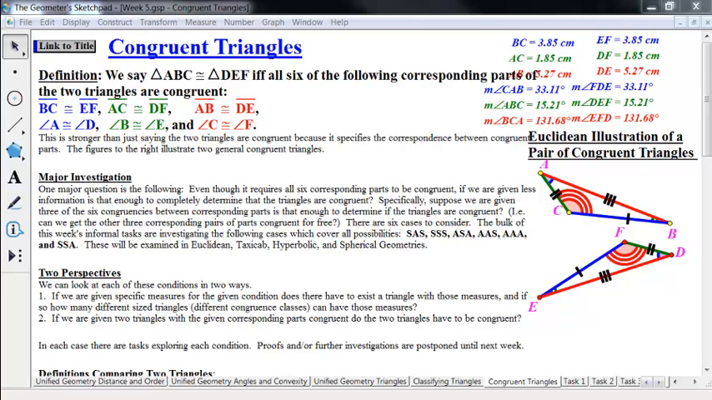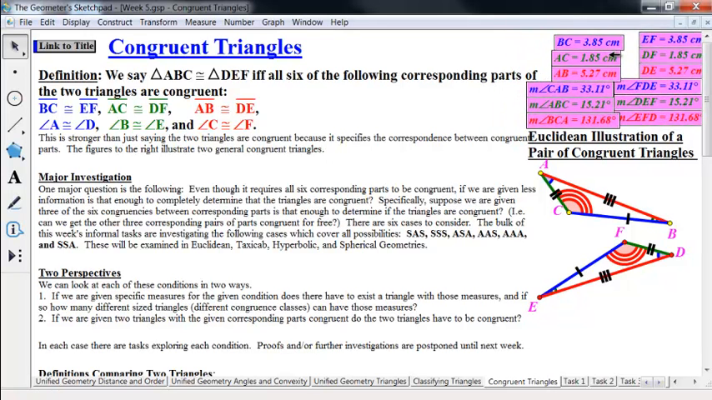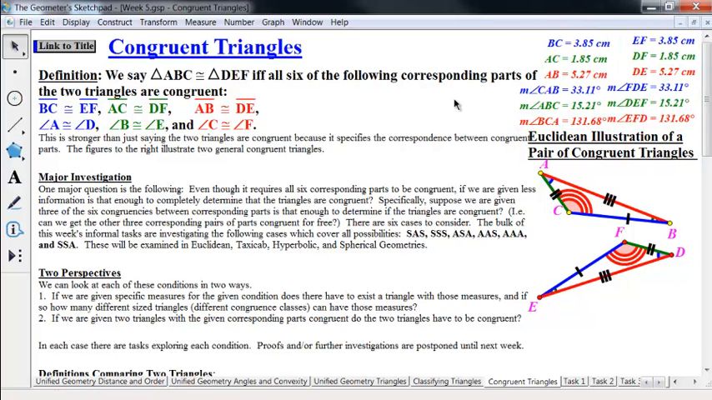In this video, we're going to talk some more about congruent triangles. Okay, and when we say this notation, triangle ABC is congruent to triangle DEF, we're actually saying more than just that the two triangles are congruent. We're saying that all six corresponding parts are congruent.